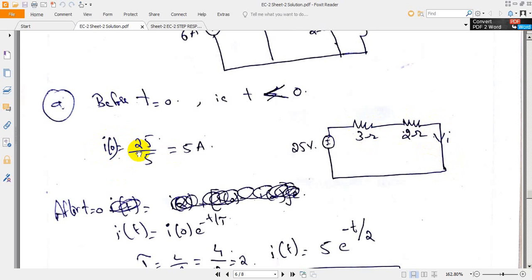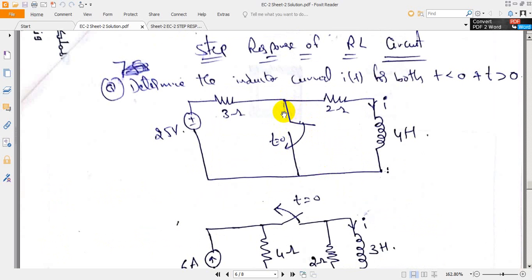I of 0 is equal to, by Ohm's law, 25 by 5, since 3 plus 2 is 5. You will get 5 amperes. After t is equal to 0, this circuit is short circuited. It is short circuited, which means the current coming here gets divided in this short circuit part, and some part is moving here.